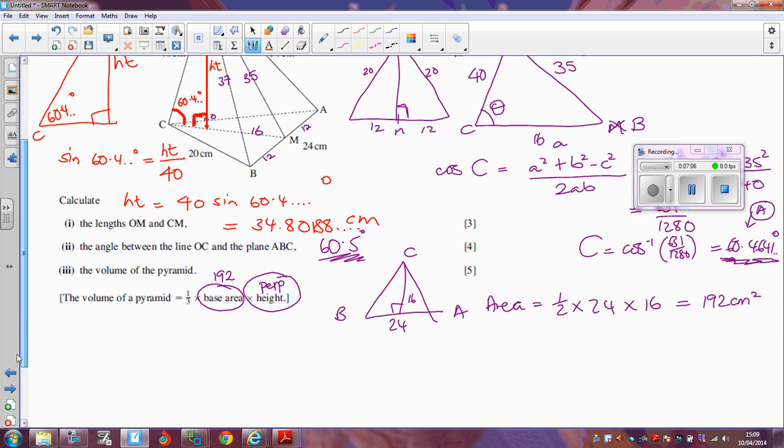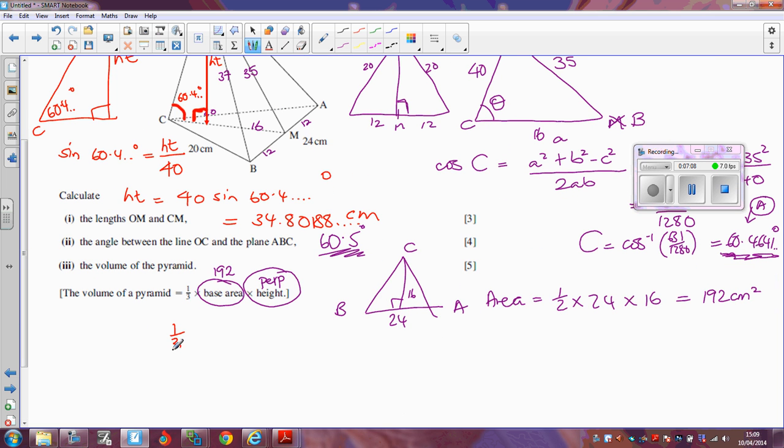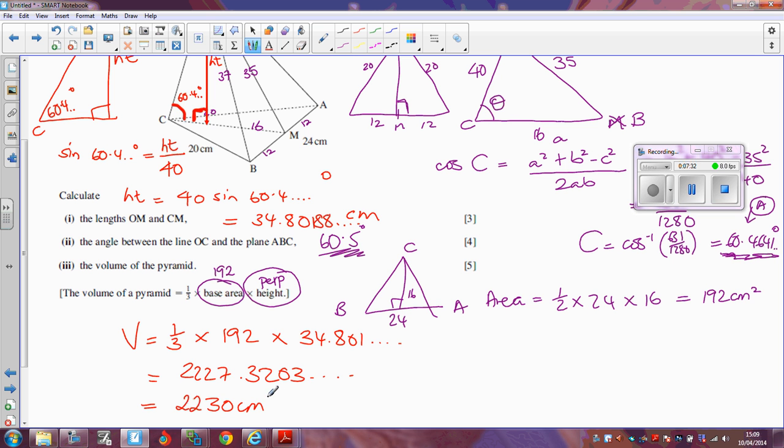So now to find my volume, let's just go back to here. So my volume is going to be a third times the base area, which is the 192, times the perpendicular height, which is 34.801. If I multiply those together, it comes out as 2,227.3203, which I'm going to round. I could round it to three significant figures, so that'd be 2,230 centimeters cubed. Or you might like to give it to the nearest centimeter cubed, which would be 2,227 centimeters cubed. Either of those are fine.